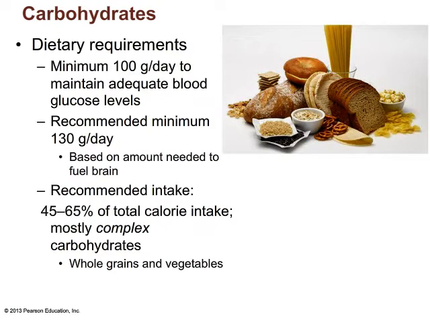So now we'll take a look at the dietary requirements for carbohydrates in the diet. Basically, according to the USDA, your average American should get at least 100 grams per day in their diet to maintain adequate blood glucose levels. It's recommended, in fact, you get around 130 grams of carbohydrate a day, and that 45 to 65% of your calorie intake should be from carbohydrates.